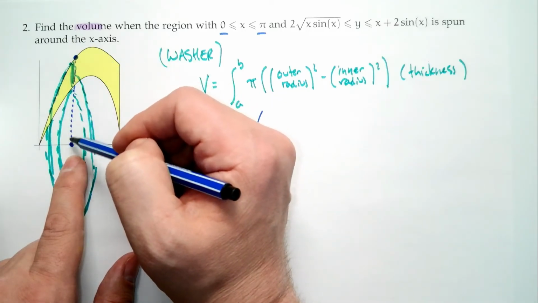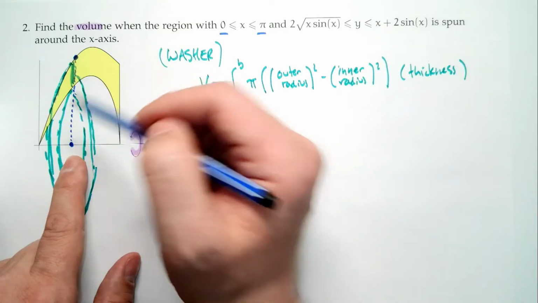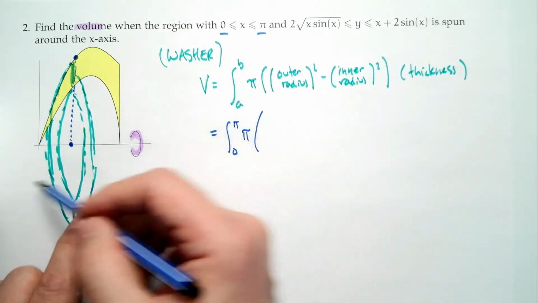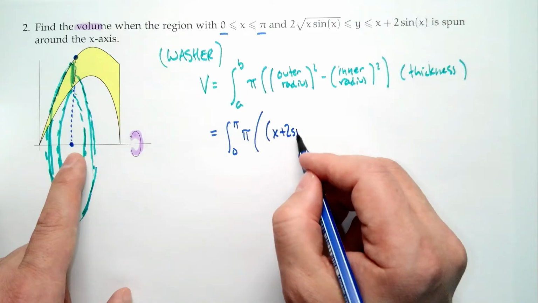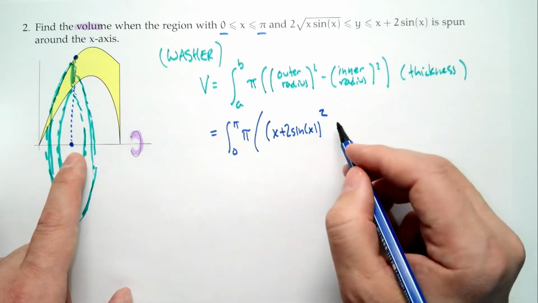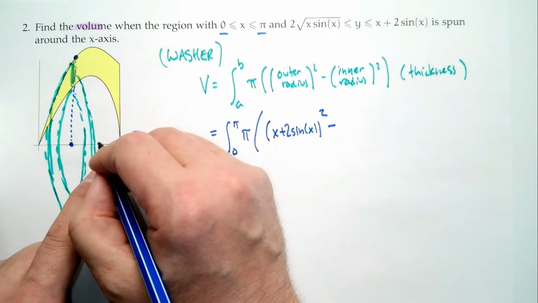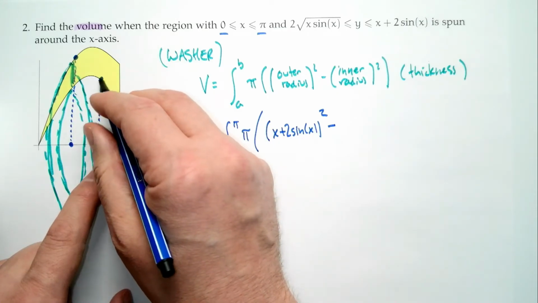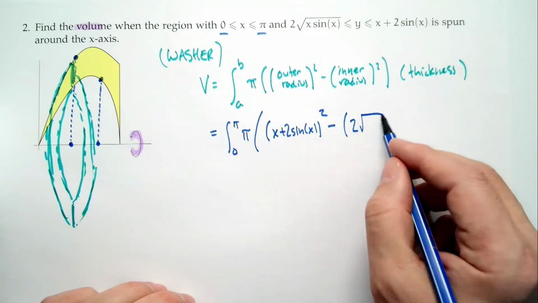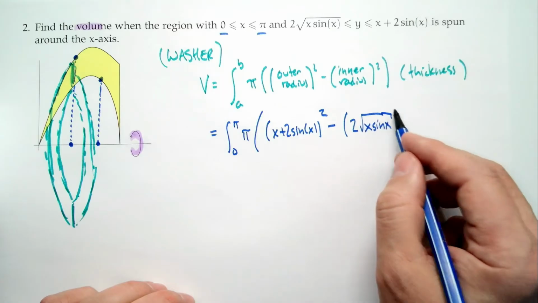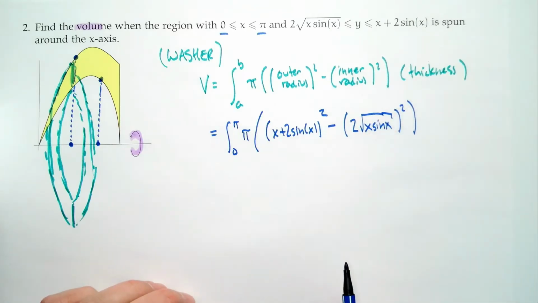Yeah, x plus 2 sine of x. And we're careful here because we're going around x equals 0. So we could go around a different line, but we're going to just use 0. So we can spin around any line. So x plus 2 sine of x, squared, minus the inner radius. Well, you go from where you spin to the inside curve. Which curve is that? 2 square root of x sine of x. Okay, squared. And our thickness? dx. All right, good. Now at this point, we probably have maybe half our points on a problem.